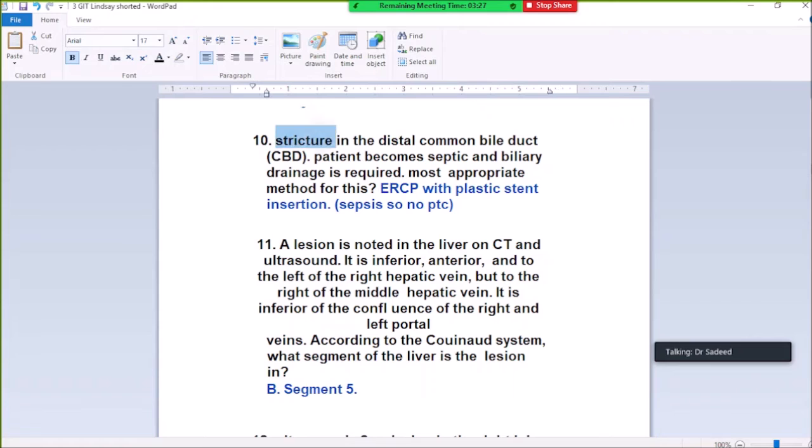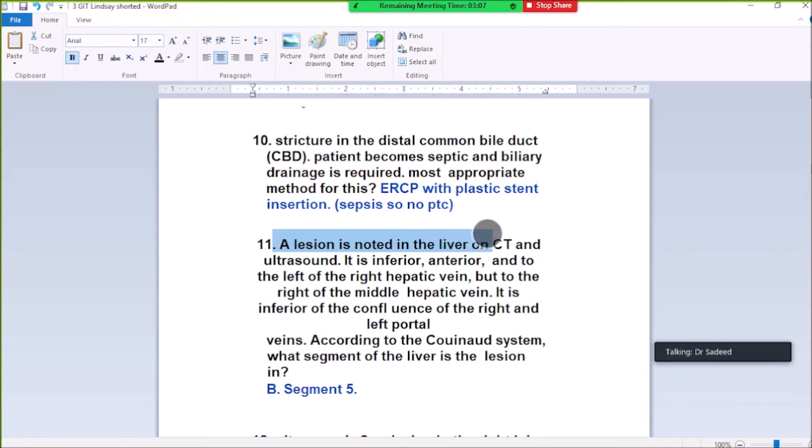Question number 10. Stricture in the distal common bile duct (CBD). Patient becomes septic and biliary drainage is required. Most appropriate method for this is ERCP with plastic stent insertion. We do not do PTC because the patient is in sepsis. Since the patient becomes septic, in this we must do ERCP to relieve the stricture.